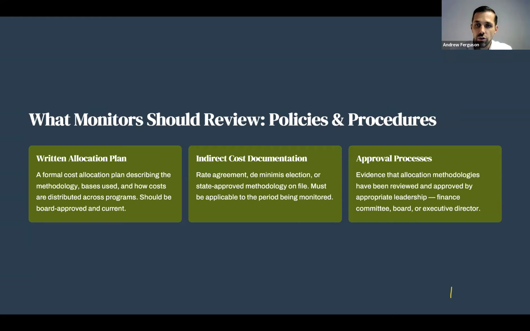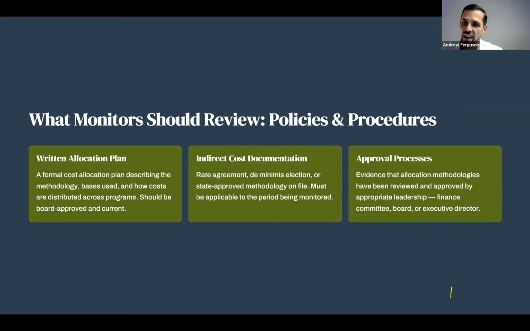So when you are going in for your monitoring, you should most definitely be asking for the written allocation plan. I've just learned this over the years: I have to ask for the most recent one. Sometimes you'll ask for the cost allocation plan and the finance director, whoever, will just pull one, and it's not the most up to date. So I always ask, can I have the most recent one? What have you just updated?